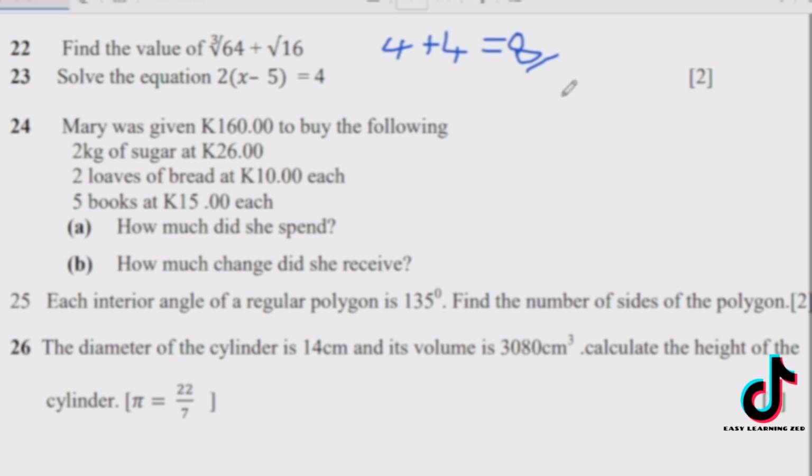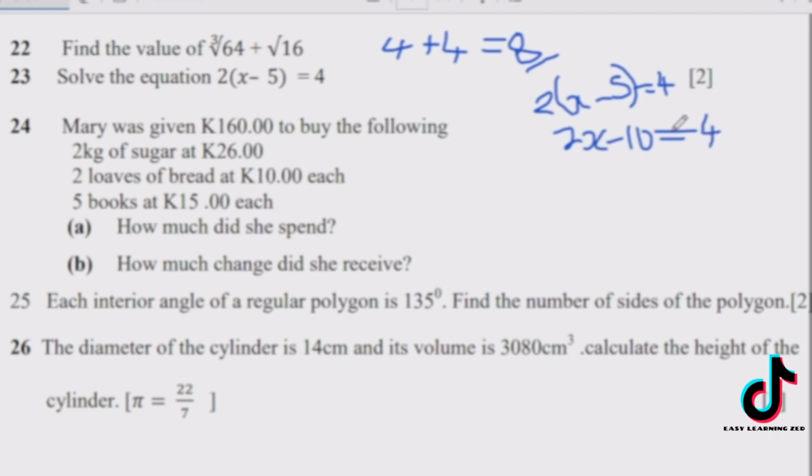The next question, which is question 23, is: solve the equation 2 open bracket x minus 5 close bracket is equal to 4. Then we multiply that: 2x, then 2 by negative 5 will give us negative 10, then we say is equal to 4.